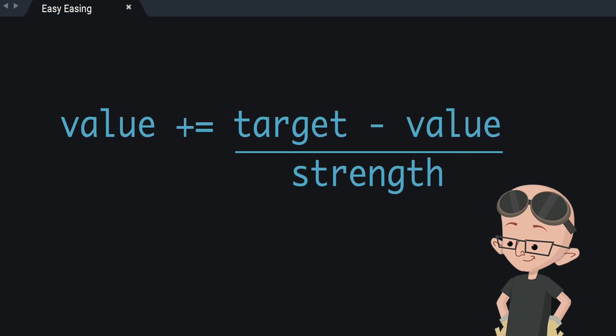Value plus equals target minus value all over strength. Here we're changing the value based on how close it is to the target. The closer it is, the less it gets moved, making it look way nicer. So there you have it, a little tip to make your input-based animations a teeny bit smoother.